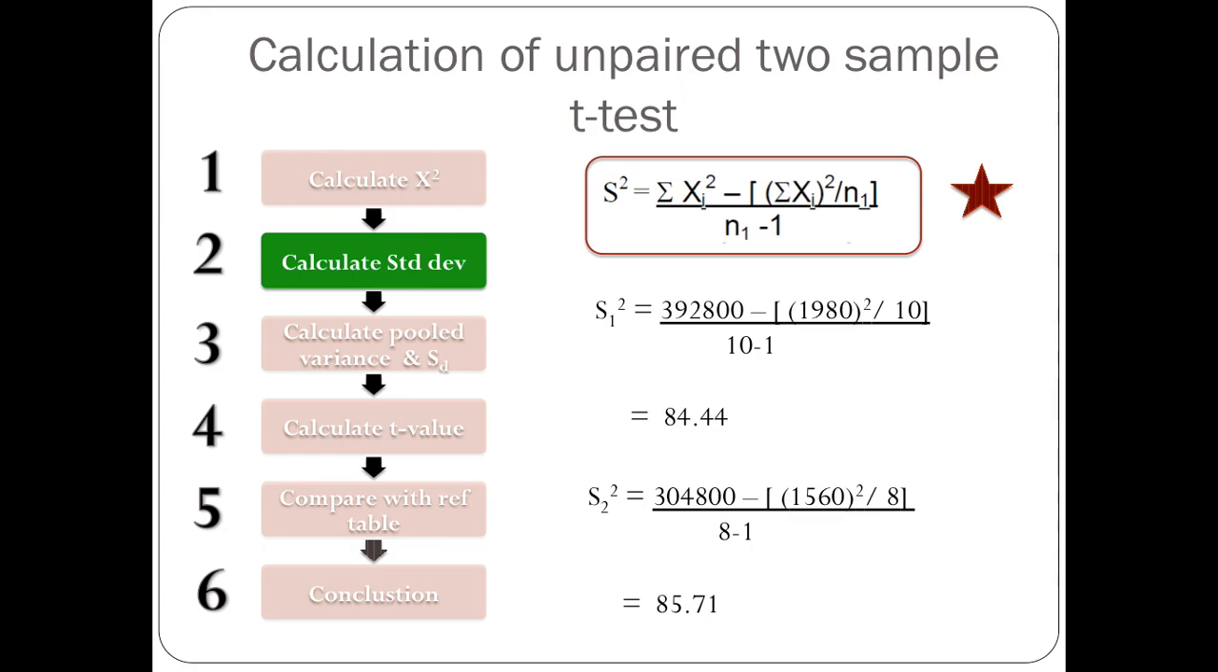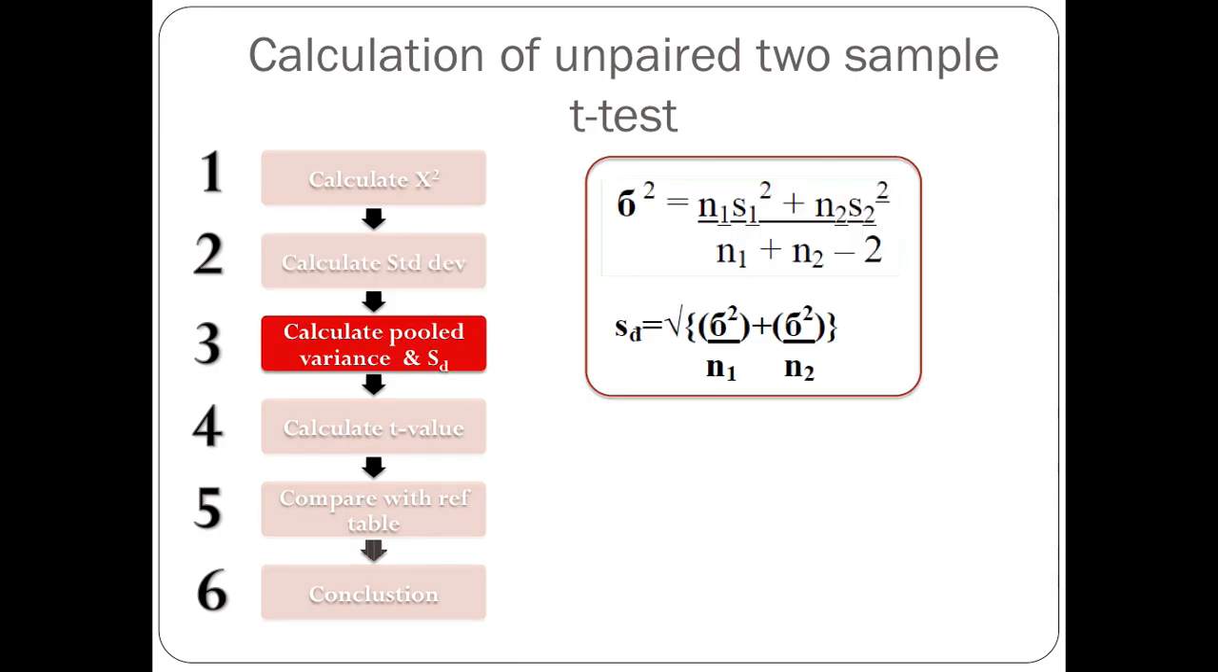Well, let us move into the third step, which is to calculate the pooled variance, in which you do not calculate the pooled variance for your paired sample t-test. You only do this for your unpaired two sample t-test. So this is the formula for your pooled variance, and it is quite simple.